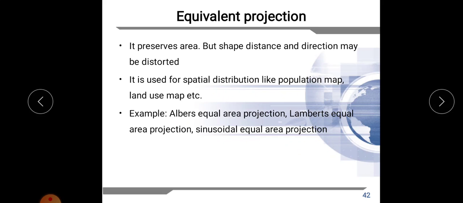Next is equivalent projection. In this type it preserves area, but shape, distance and direction may be distorted. Since area is preserved, it is usually used for applications like production of population maps, land use maps, etc. In these types of maps we have to preserve the area, so equivalent projection is used. Examples for equivalent projection are Albers area projection, Lambert's equal area projection, and sinusoidal equal area projection.